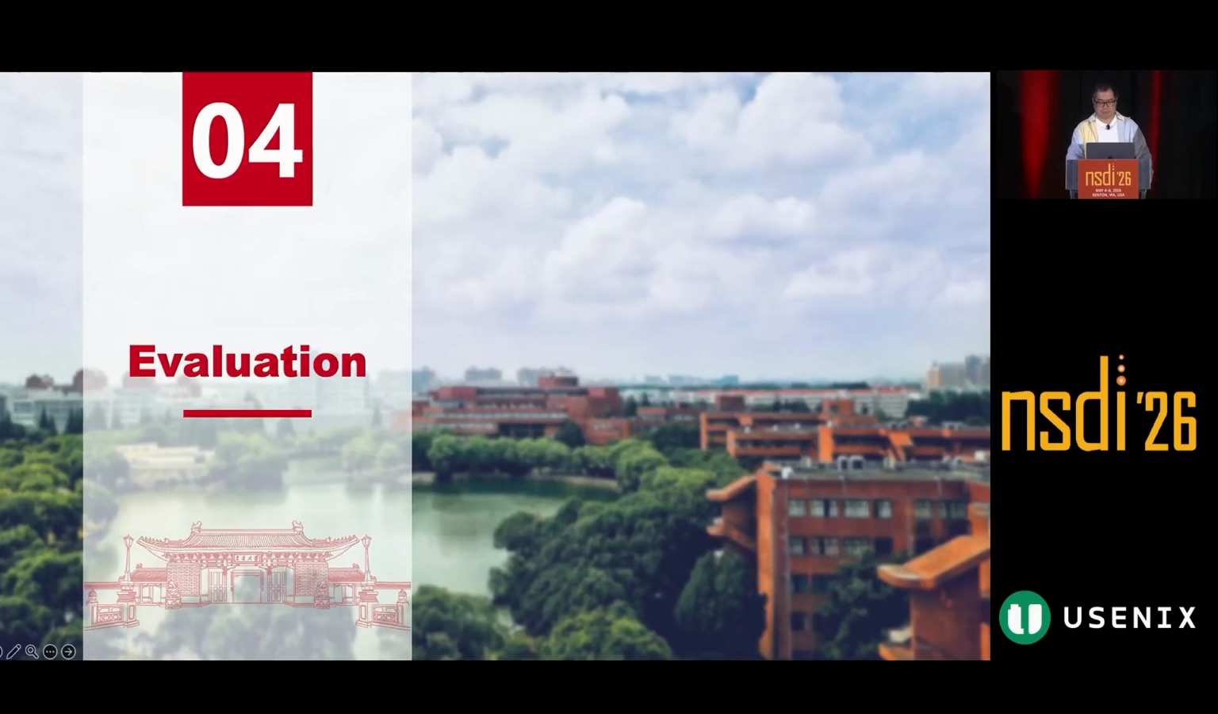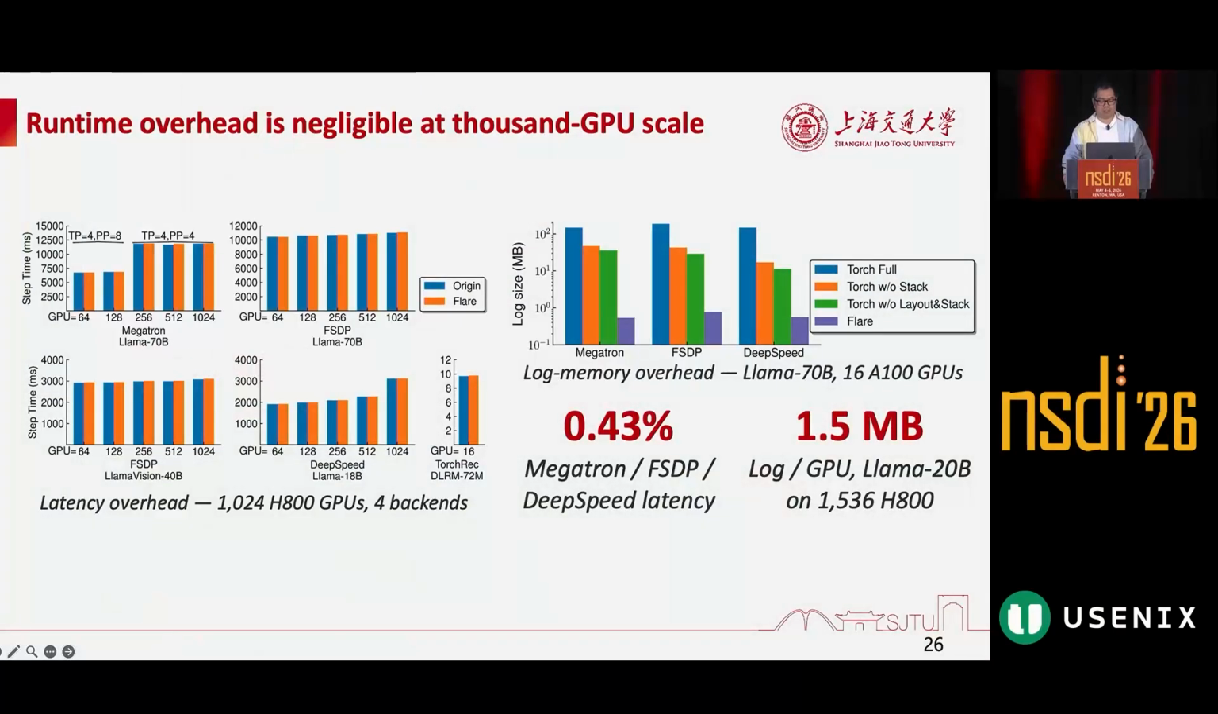So now let's look at the evaluation. The first question is, does running Flare in production actually cost anything? Pretty much no, as you can see in the figure. Latency overhead is on average just about 0.43% across 4 backends on 1,024 H800 GPUs, essentially noise. Memory is also tiny. In a real Llama 20B run on 1,536 H800s, we generate 1.5 megabytes of logs per GPU, compared to the PyTorch built-in profiler's 5.5 gigabytes per step.